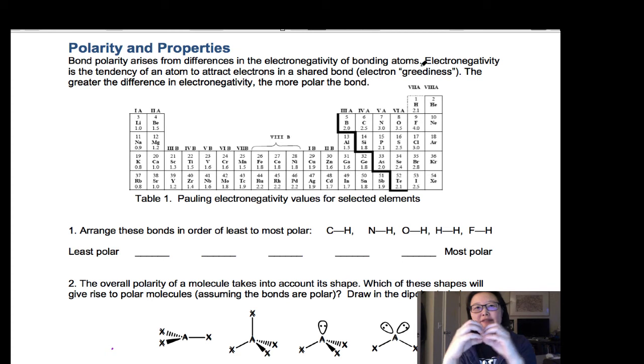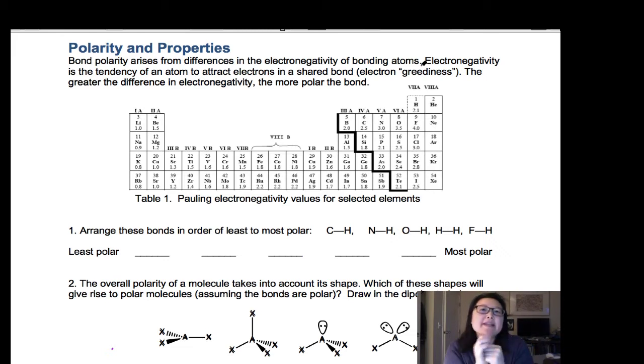That creates a difference in charge, and we call those partial charges. So this one's more partially negative, and the other one is more partially positive as a result. This creates something called a dipole or dipole moment.